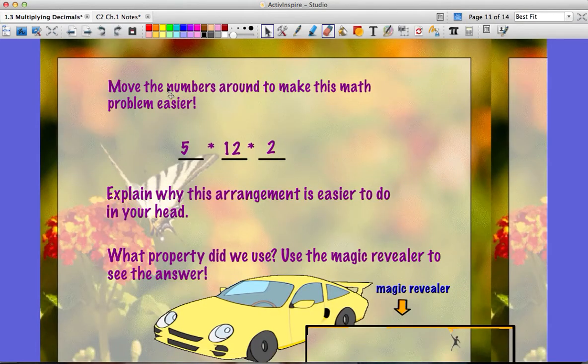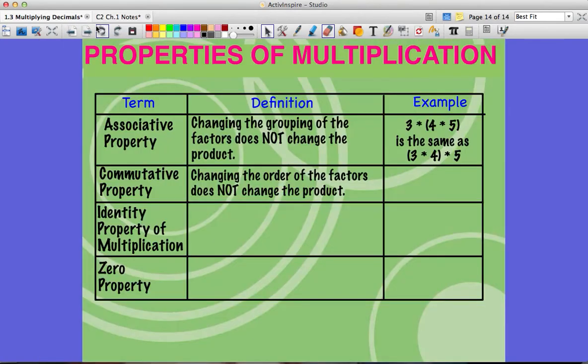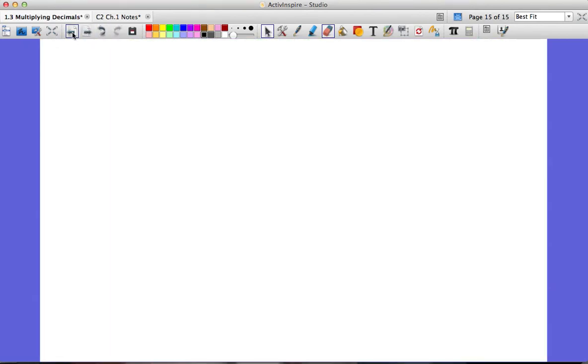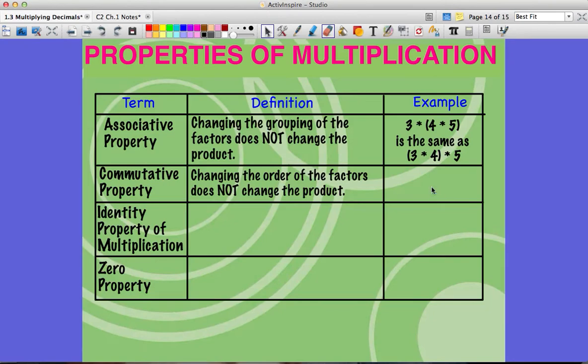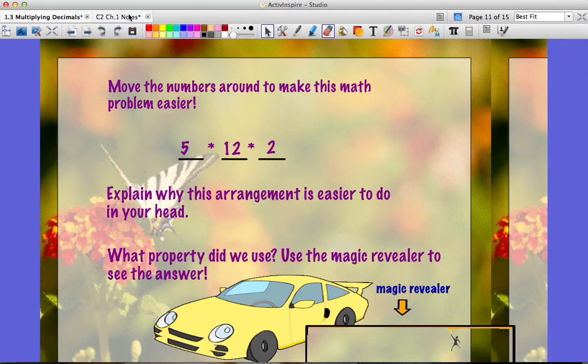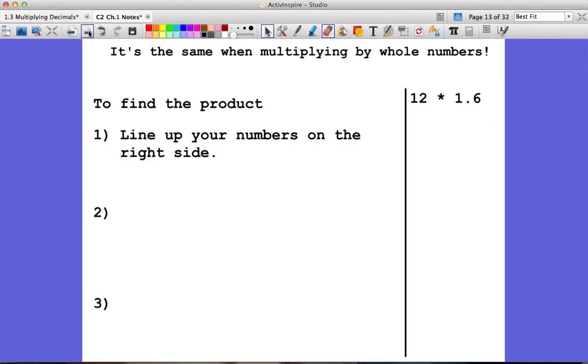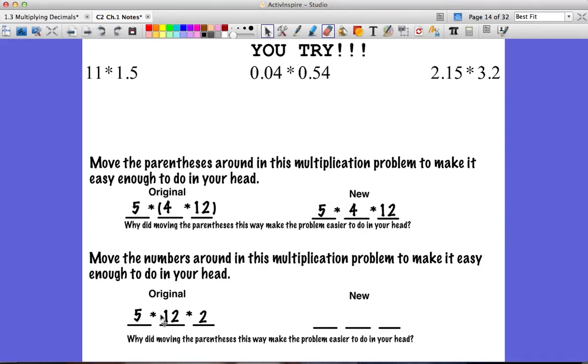Again, why do we do this? We want to make it easier to do in our head. So I want you to take a look at this problem and figure out, how can I make this problem easier to do in my head, and how can I rearrange the numbers? I know that you have this in your notes. I want you to rearrange these and think about how it makes it easier to do in your head.